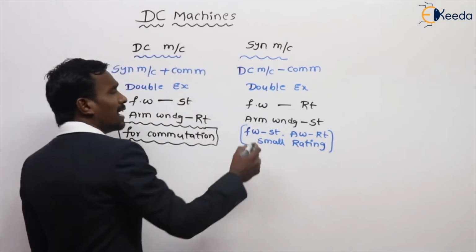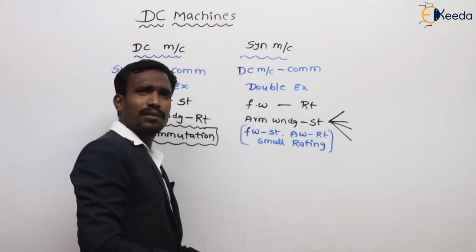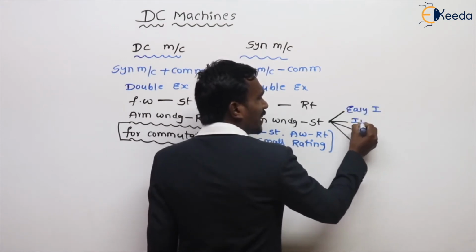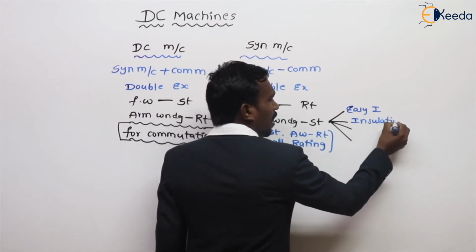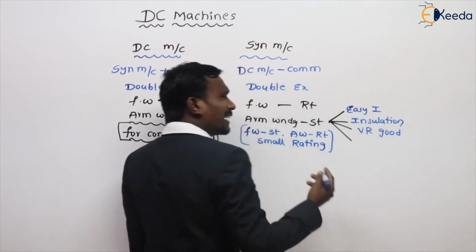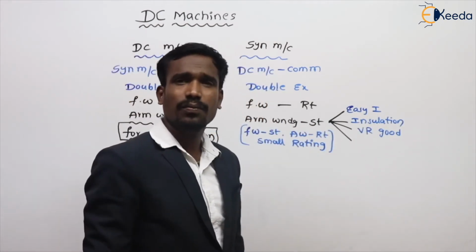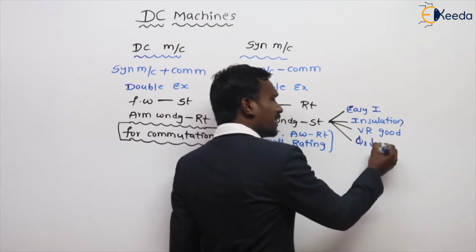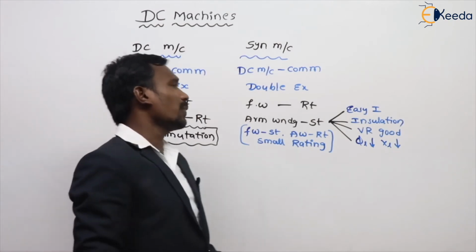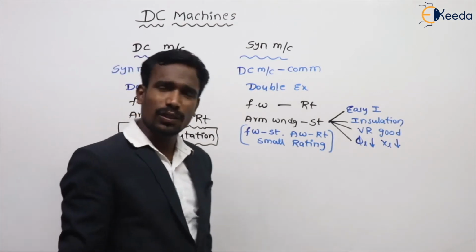But why is the armature winding placed on the stator here? Here we have many advantages. I told you already: easy collection of current, better insulation, good voltage regulation, and many advantages when the armature winding is placed on the stator. Leakage flux is less, leakage reactance is less. Like that, many advantages are there with the armature winding on the stator. So these are the main differences between DC machine and synchronous machine.